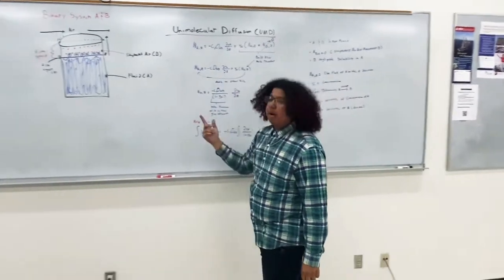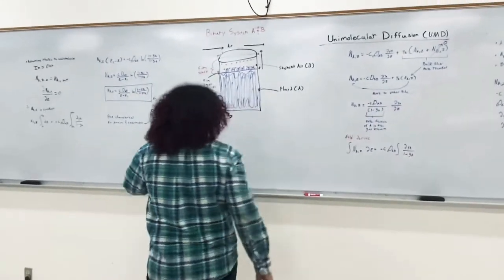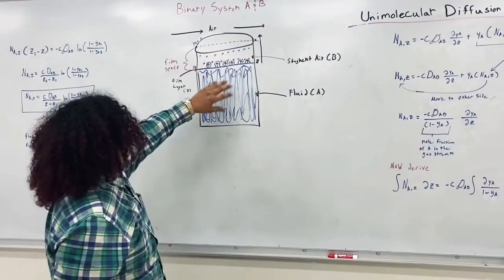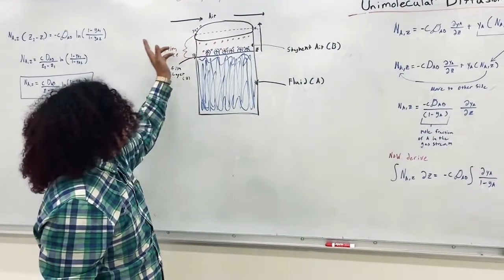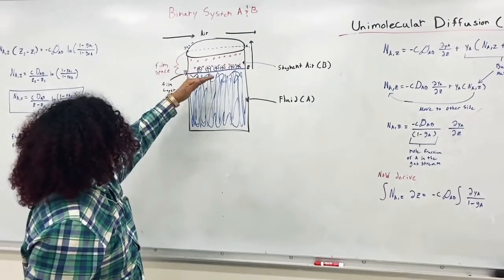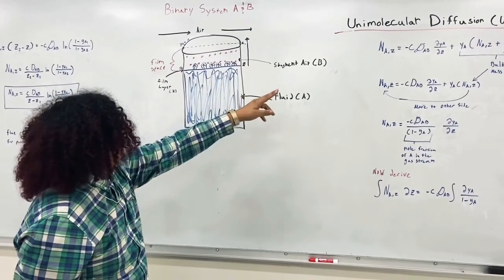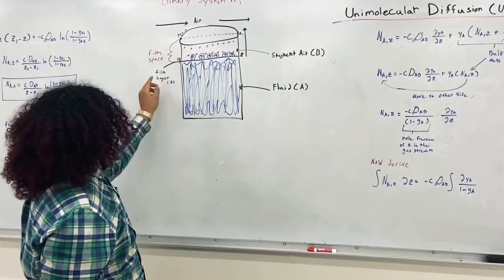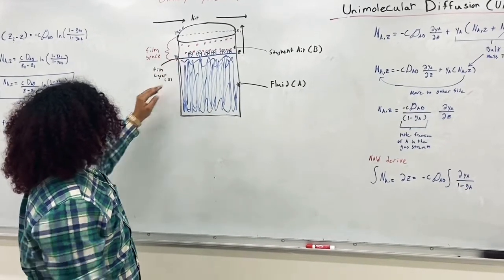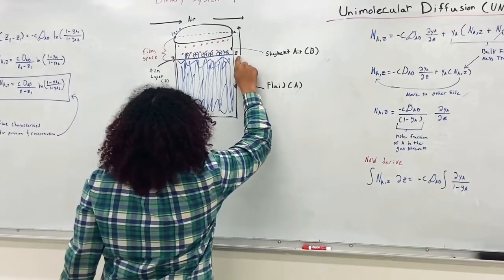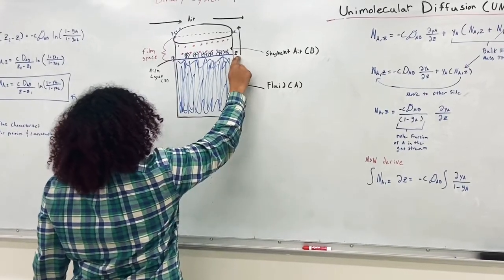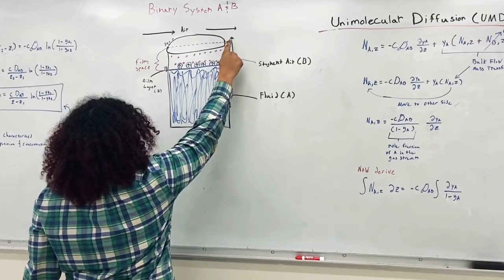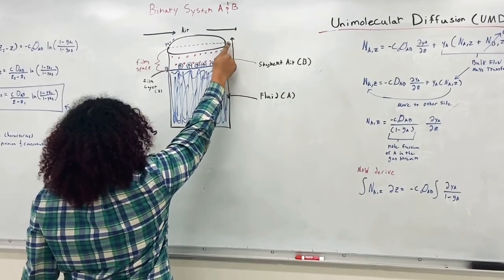Over here we have a binary system of fluid A in a cylinder that's open to the atmosphere. So we have air running across it, and below it we have stagnant air, which is B. Between A and B we have a layer called the film layer, and from the film layer up to the top of the cylinder we have Z in the vertical direction, and this is Z1, which is the top of the cylinder.